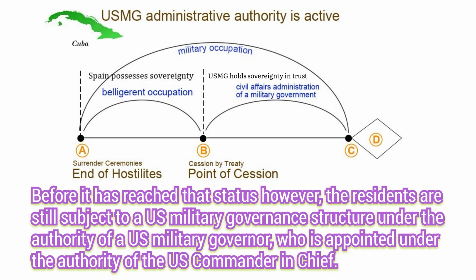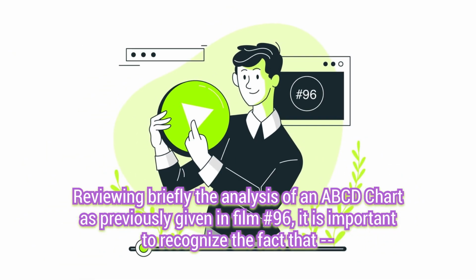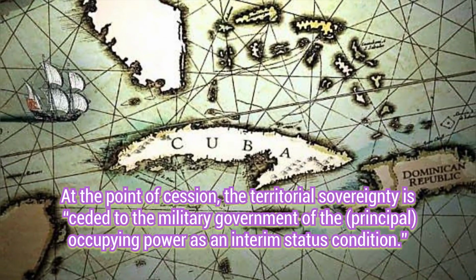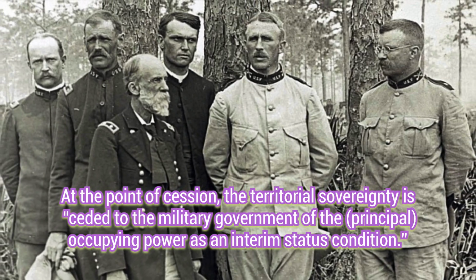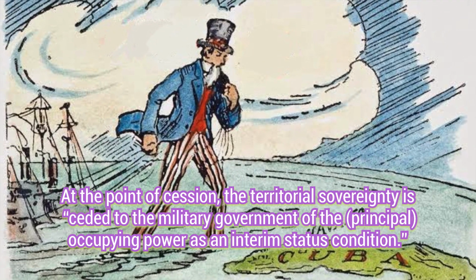Before it has reached that status, however, the residents are still subject to a U.S. military governance structure under the authority of a U.S. military governor, who is appointed under the authority of the U.S. Commander-in-Chief. Reviewing briefly the analysis of an ABCD chart, as previously given in Film 96, it is important to recognize the fact that at the point of cession, the territorial sovereignty is ceded to the military government of the principal occupying power as an interim status condition.